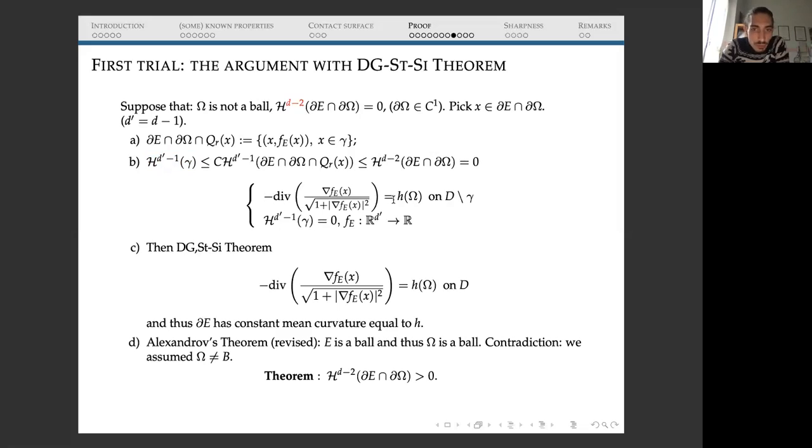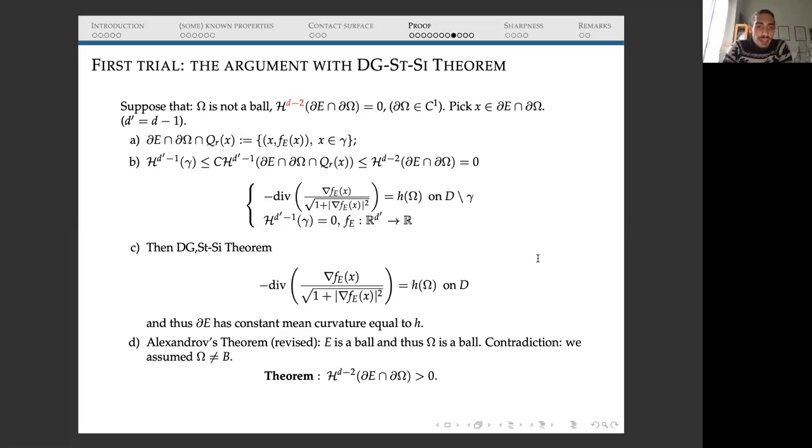The constant mean curvature equation is satisfied outside of gamma. The function goes from R^(D prime) into R, so that's fine. So we invoke the De Giorgi-Stampacchia theorem and we remove this gamma. So we are left with the full equation. We now go on by means of the revised Alexandrov theorem, and we conclude that omega is a ball. So omega is a ball, and so we have a contradiction.